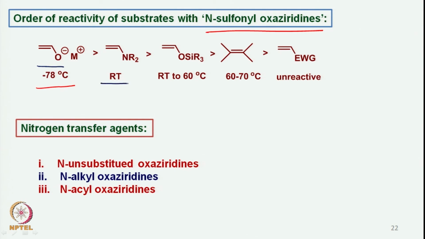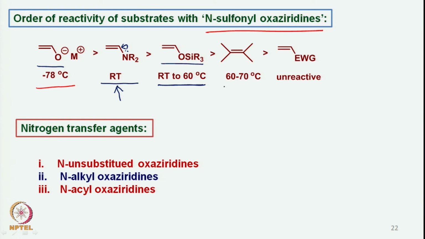Now, we have an enamine that also is very reactive, because now you have a lone pair of electrons on the nitrogen that donates electron density to the double bond. The reaction can be carried out at room temperature. So, it does not require very low temperature, but room temperature is good enough. On the other hand, if you have an enol silyl ether of this kind, that requires room temperature to 60 degrees for the epoxidation, or reaction with oxaziridines, to take place.